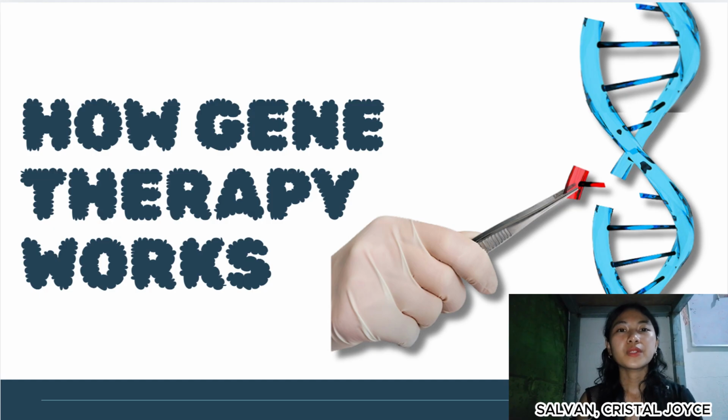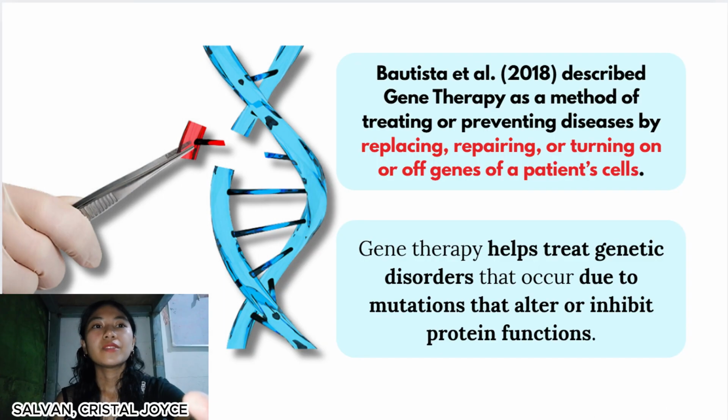Now let's move on to how gene therapy works. So, gene therapy, according to Bautista et al., 2018, is a method of treating or preventing diseases by replacing, repairing, or turning on or off specific genes in a patient's cell. It helps fix genetic disorders caused by mutations that affect normal protein function.